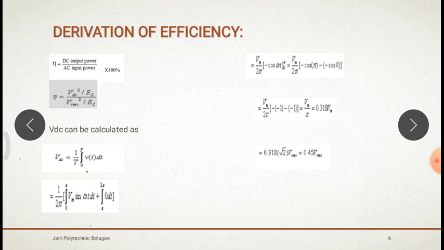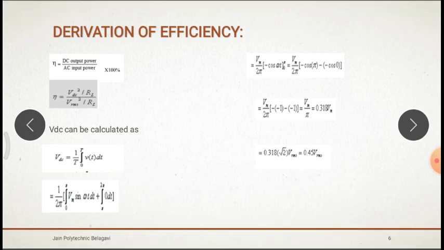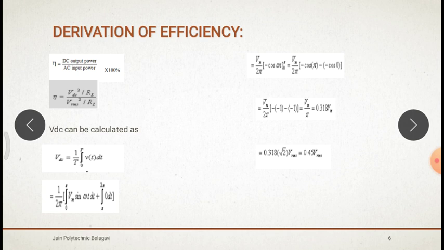V_DC you can calculate by one general formula, 1 by T integral 0 to T of V(t). Again V_DC is equal to 1 by 2 pi, because the time period is 2 pi. Why? Because 360 degree, and pi is 180 degree, so T we take as 2 pi here. Again, 0 to pi of Vm sin omega t dt, and pi to 2 pi of 0 dt.